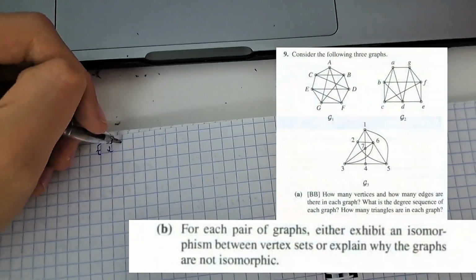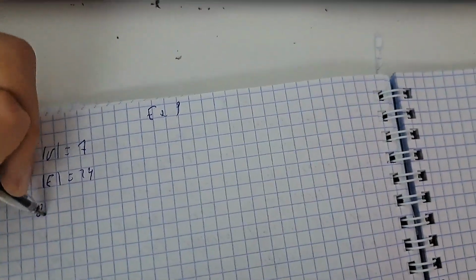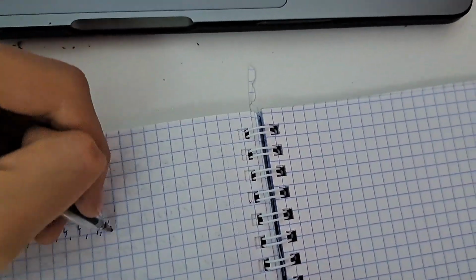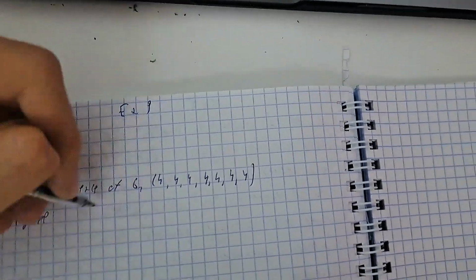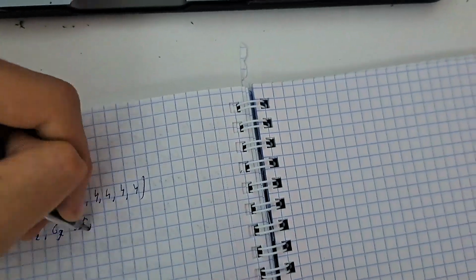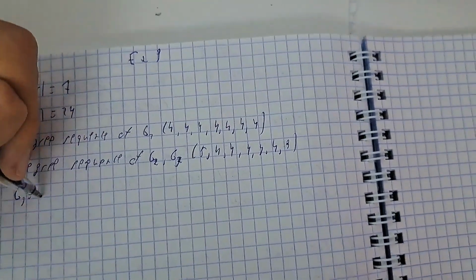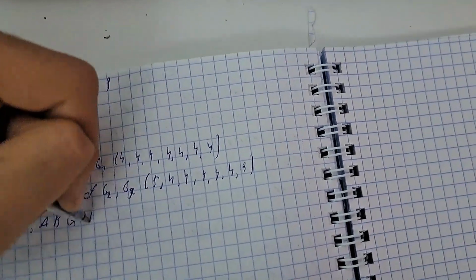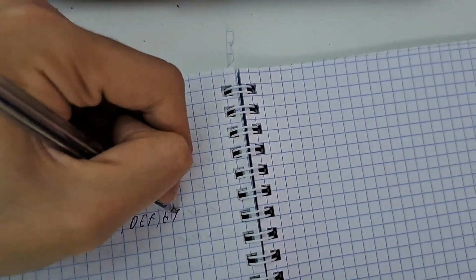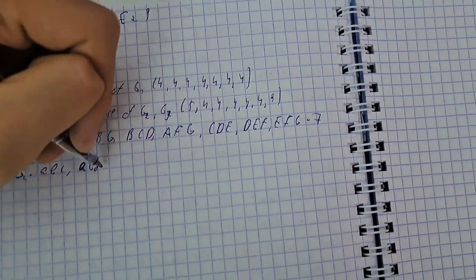Exercise 9, we have 3 graphs, and in task A, we should count how many vertices, edges, degree sequences, and triangles are in each graph. In each graph we have 7 vertices and 14 edges. In G1 we have one degree sequence, and in G2 and G3 we have the degree sequence 5, 4, 4, 4, 4, 4, and 3. In G1 we have 7 triangles, and in G2 and G3 we have 8 triangles.